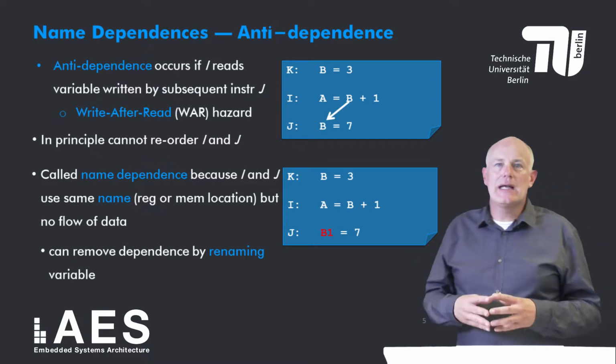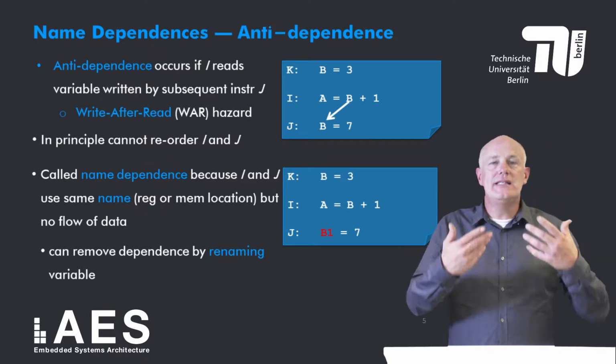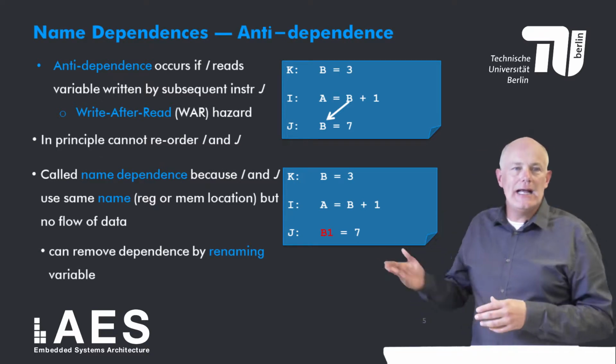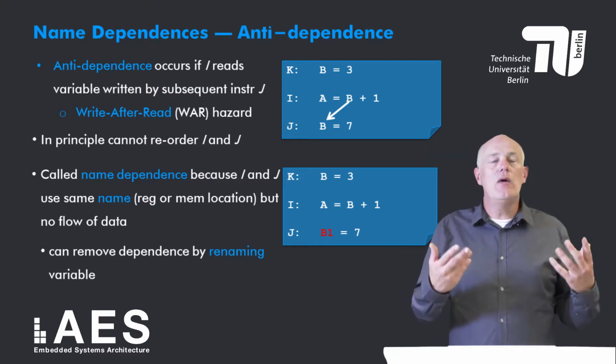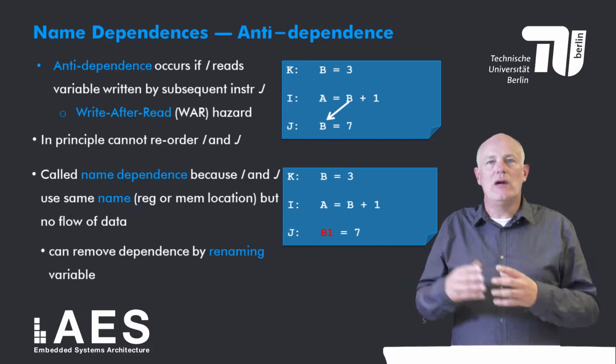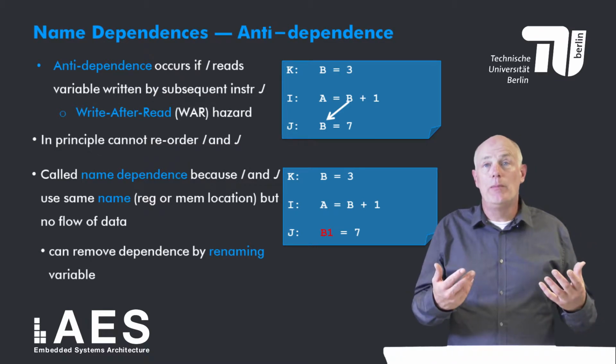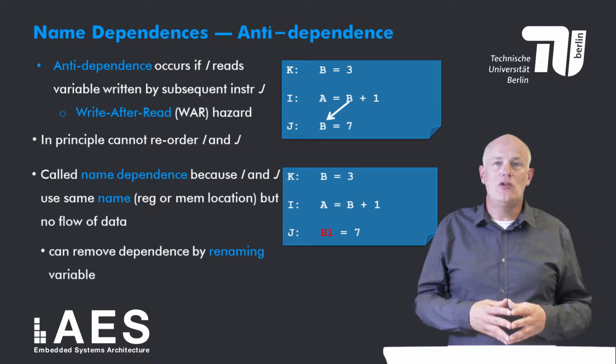Here's a renaming example. In this example, the destination variable of instruction J has been renamed to B1 as highlighted in red. Now instruction J can be executed before instruction I. Of course, all later occurrences of the variable B also need to be renamed to B1.